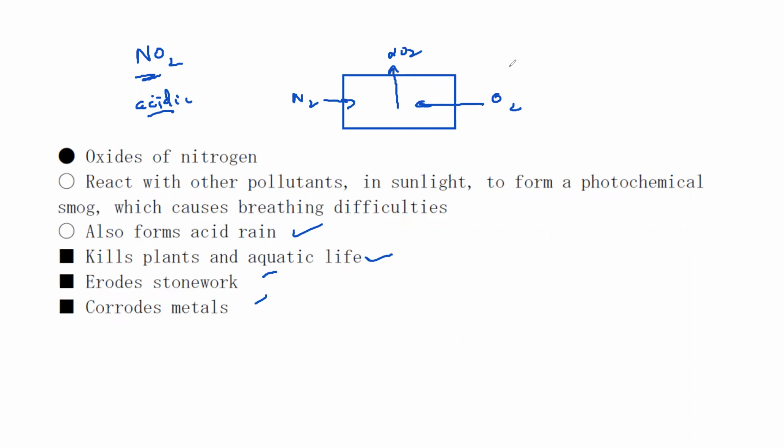When this brown gas is given off, it reduces the amount of sunlight entering the earth's atmosphere, so it can also affect the rate of photosynthesis which plants carry out. It reacts with other pollutants in sunlight and forms photochemical smog, which can cause breathing difficulty, reduce the amount of sunlight, as well as cause acid rain.